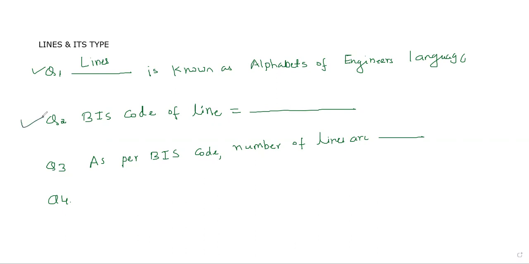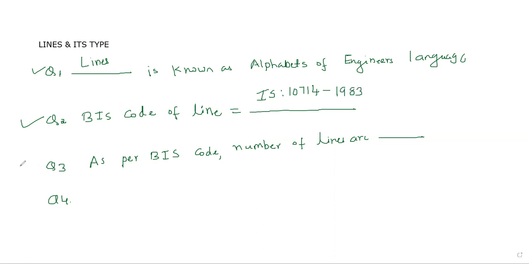Moving further, what is the BIS code of line? We already defined that line is known as the alphabet of engineer's language. If so, what is the BIS code of line? Usually the BIS code of line can be written as IS, then put one colon, 10714 hyphen 1983.